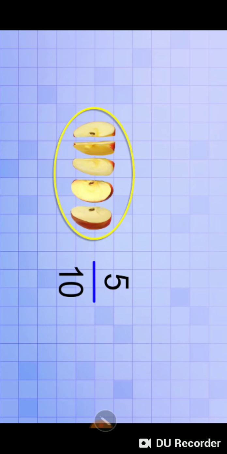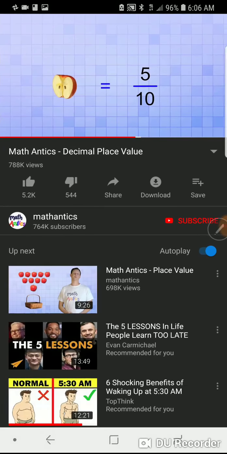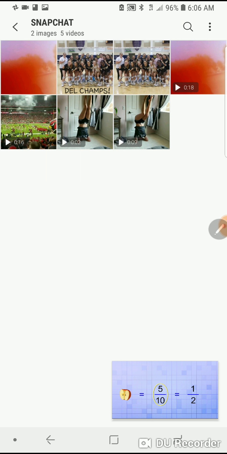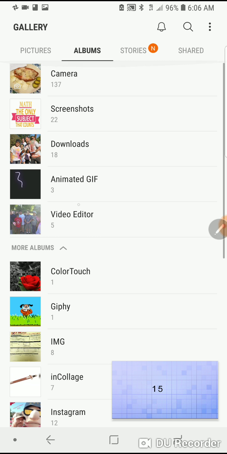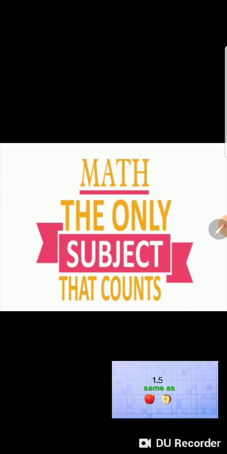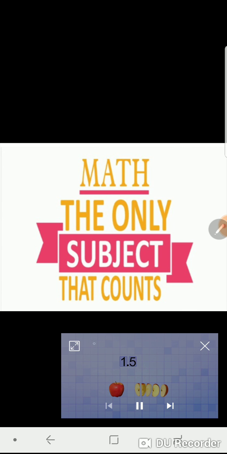5/10 of an apple is the same as having 1/2 of an apple? That's because 5 is exactly half of 10, and the fraction 5/10 can be simplified to 1/2. That's why having 1.5 apples is the same as having one and a half apples. Pretty cool, huh? Anyway, back to counting.